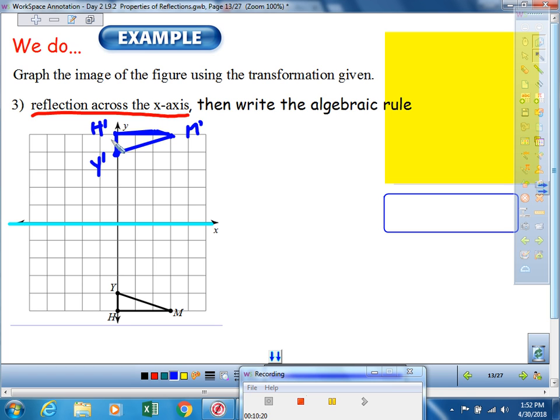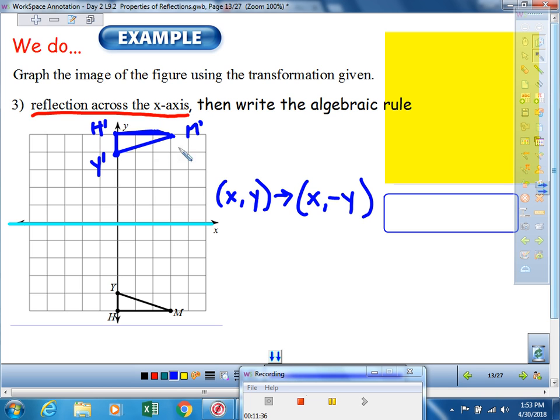Question? All right, so let's look at the algebraic rule. We went over the x. Hold on. We went over the x, so the x is left alone and it's negative y.